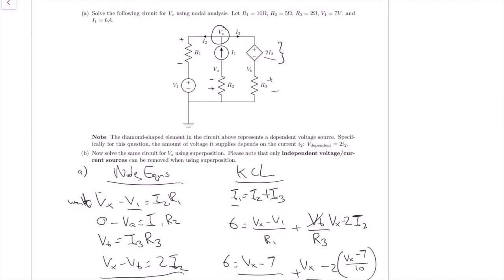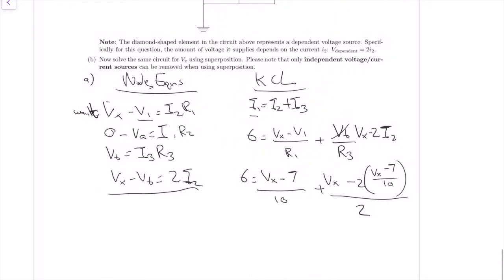All divided by R3, which is 2. Okay, and now the only variable we have here is this Vx. So we can do some more algebra and solve. So this is going to be Vx minus, how do I want to do this? Let's say this is minus the quantity 2Vx minus 14 over 5. Oh wait, Vx minus 7 over 5, sorry.